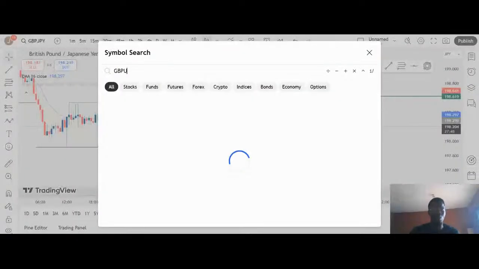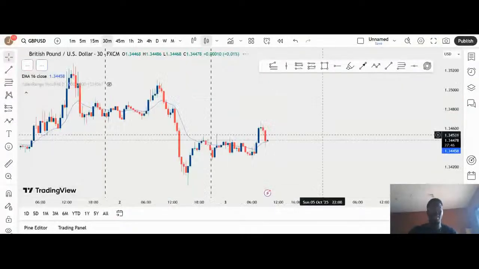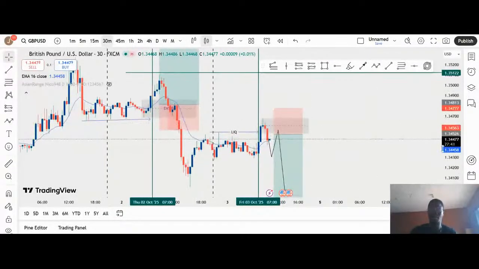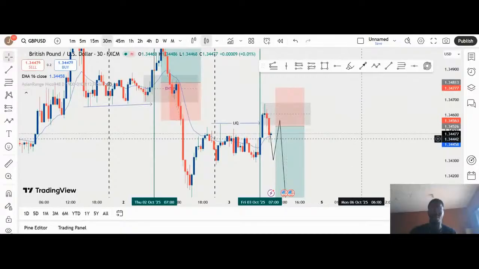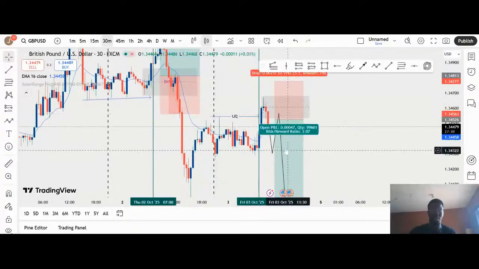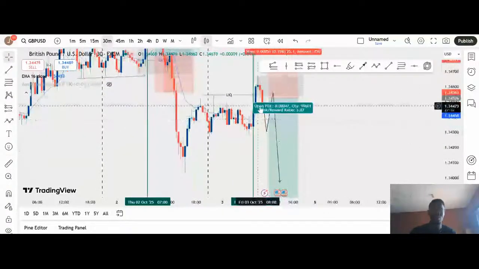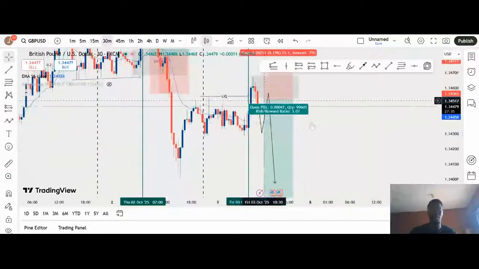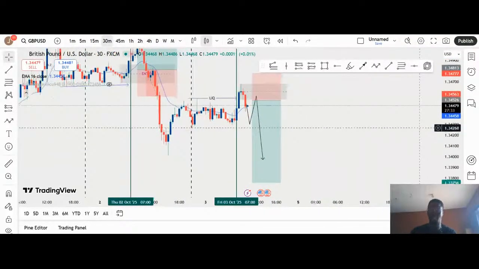Let's focus more on GBPUSD because GBPUSD is almost coming to the point of fulfilling all our confluences. Liquidity has been taken out. The only thing that we are waiting for now is a candle close below the moving average, and then we look for entry.